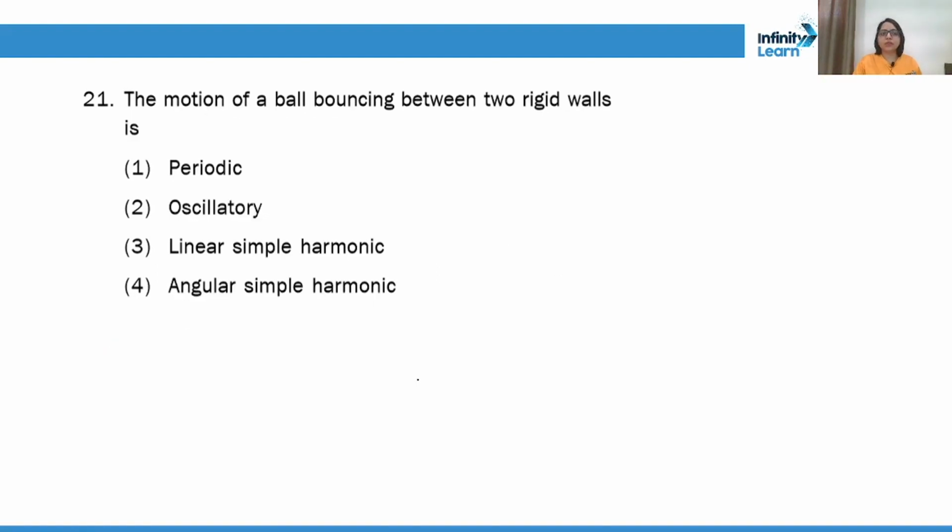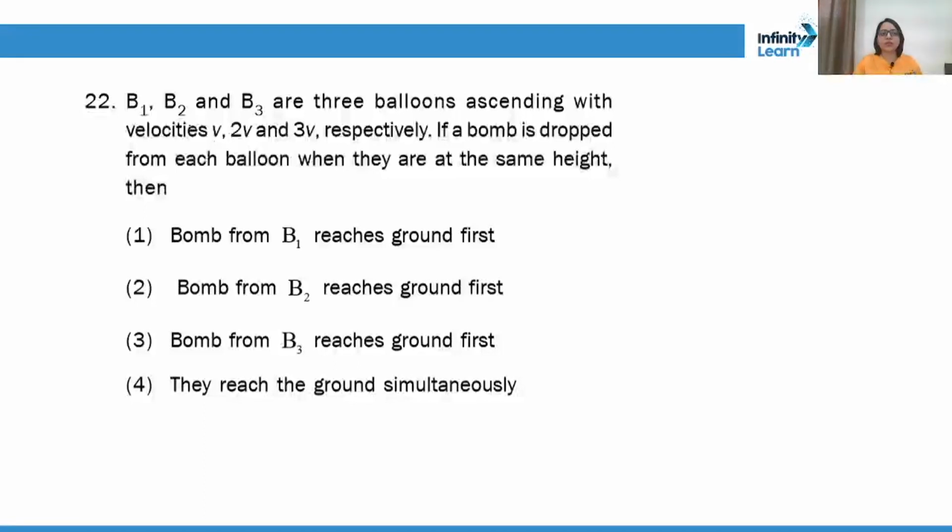Question number 21. The motion of a ball bouncing between two rigid walls is, it is what? Periodic motion. Question number 22. B1, B2 and B3 are three balloons ascending with velocities v, 2v and 3v.